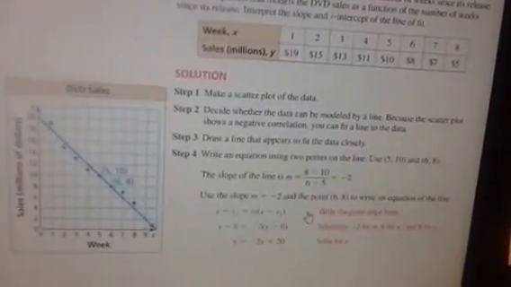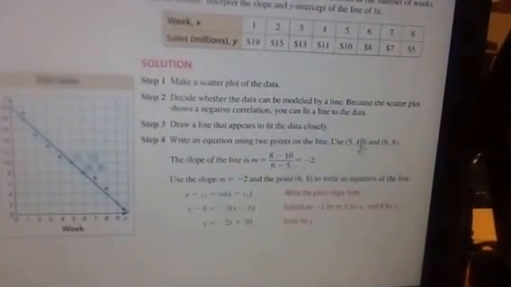So we started up here with a bunch of ordered pairs. We saw that it could be a line. From there, we drew the line of best fit. From there, we took 2 ordered pairs and used the definition of slope to find the slope. And once we found the slope, we used the slope and any ordered pair to turn it into the equation of a line.